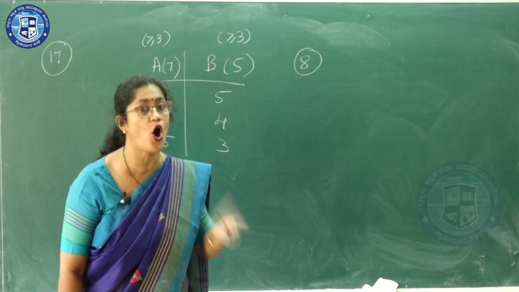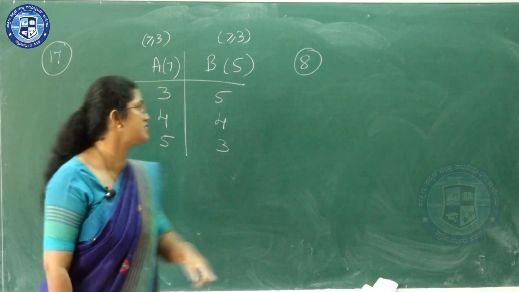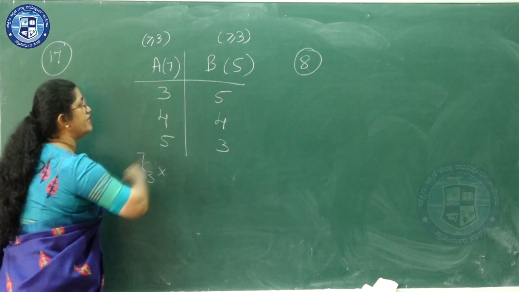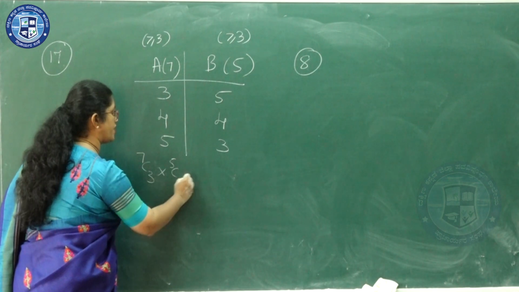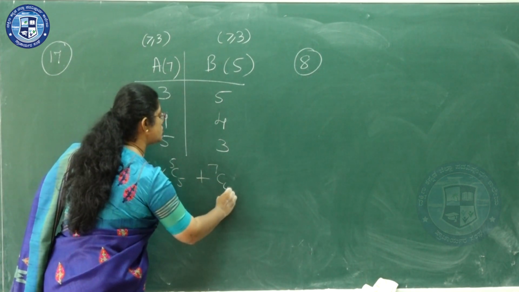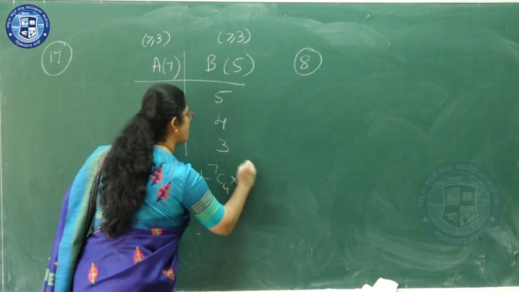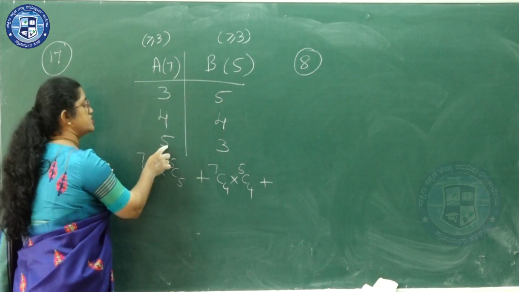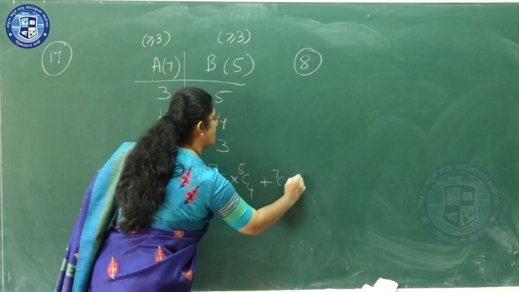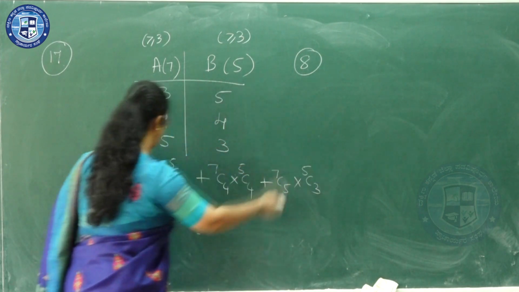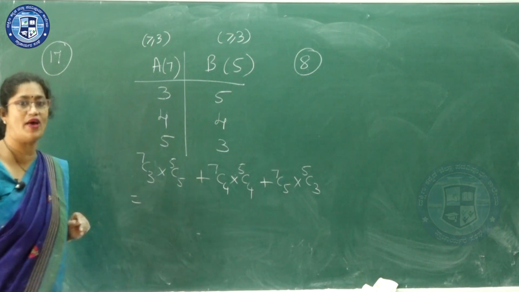Please remember, or means plus and means into. So from 7 choose 3 and from 5 choose 5, or second case from 7 choose 4 and from 5 choose 4, and third case from 7 choose 5 and from 5 choose 3. You can calculate these values.